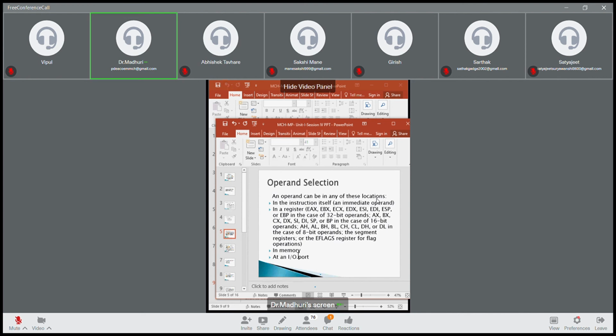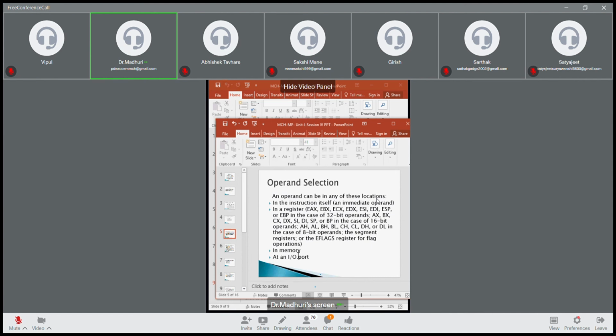AH, CH, BH. In case it is a 16-bit operand, then you have AH, AL, BH, BL, CH, CL. That is, AH is 8-bit, AL is 8-bit, BH is 8-bit, BL is 8-bit. So total AH plus AL is 16-bit. Okay. So the segment registers or the flag registers are used for the flag operation. And this operand will be from the memory only, because whenever you are playing with the registers, that is a memory part. Okay.